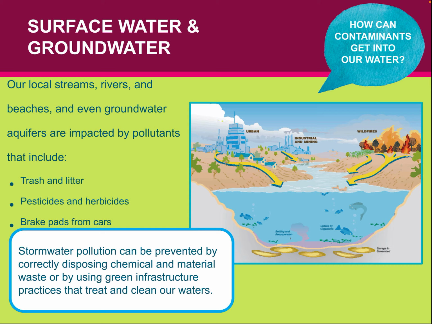So this infographic shows just a little bit of an example. For instance, in wildfires, things such as ash and soot can run into our water. Urban runoff, such as pesticides and herbicides used to maintain urban gardens, gasoline from cars, brake pads, trash, all of that eventually gathers within our local streams, rivers, beaches, and even groundwater aquifers, which is one of the ways that contaminants can get into the water that we use.